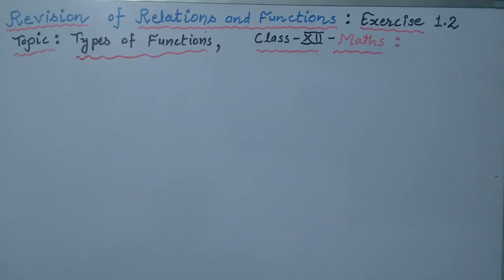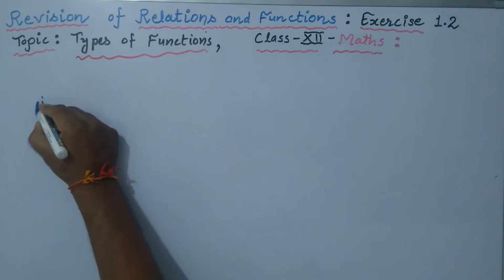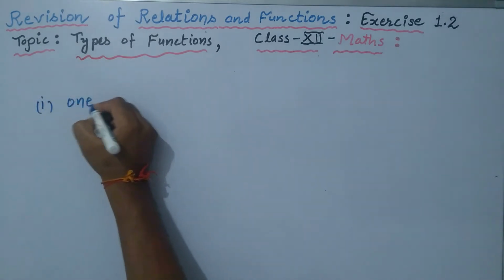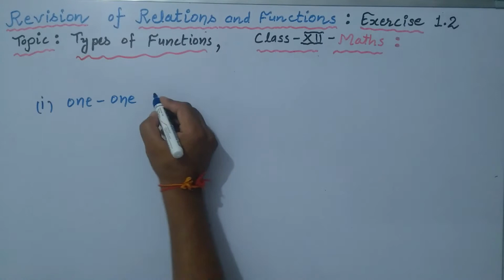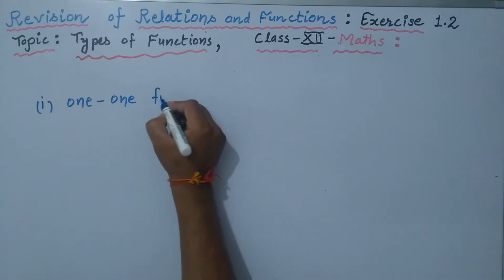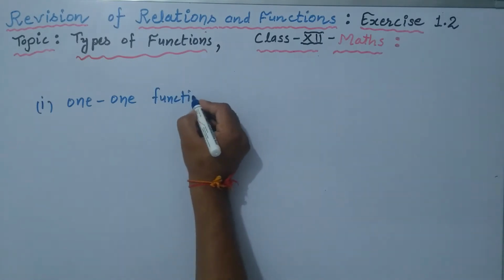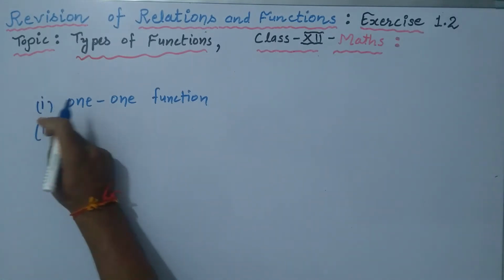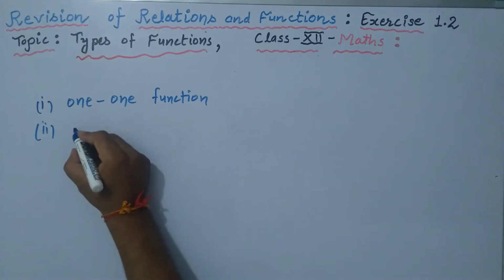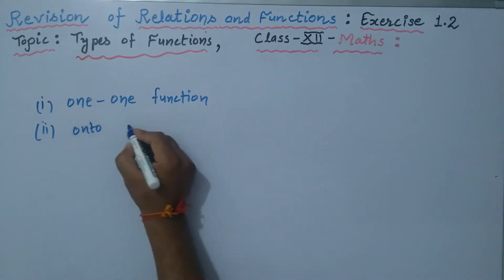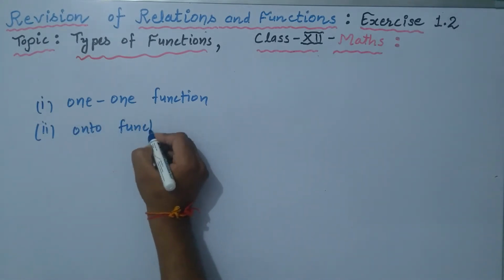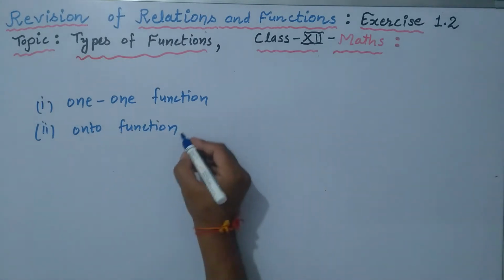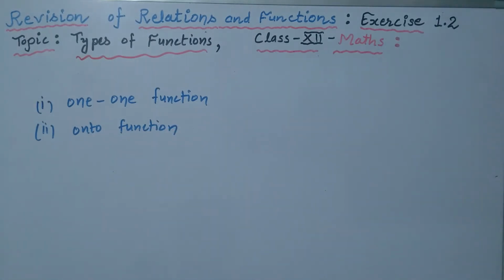Here we take number 1, one-one function. Second type, which is very important in this exercise, is onto function. These are the two types we are going to discuss here. So first of all, what is the meaning of one-one function?